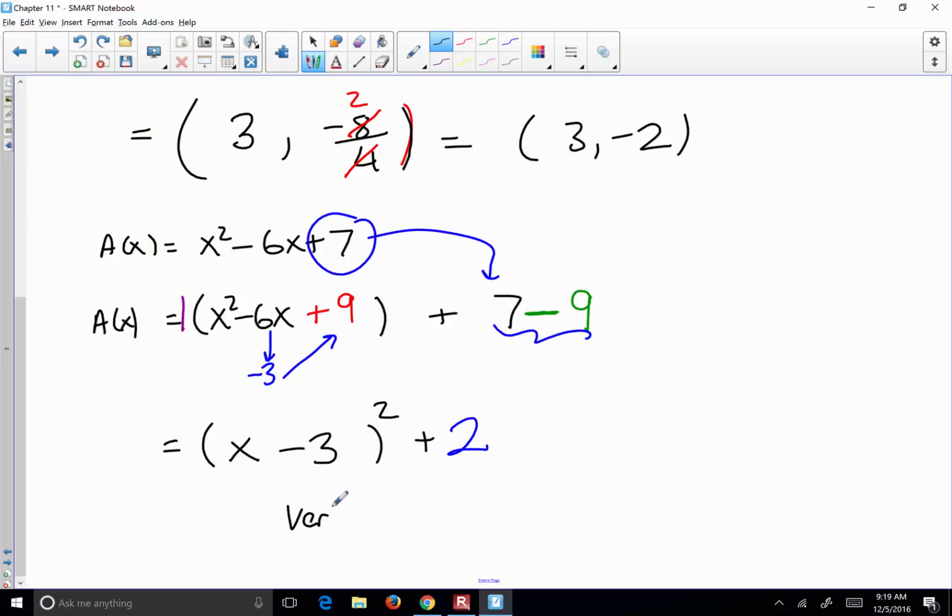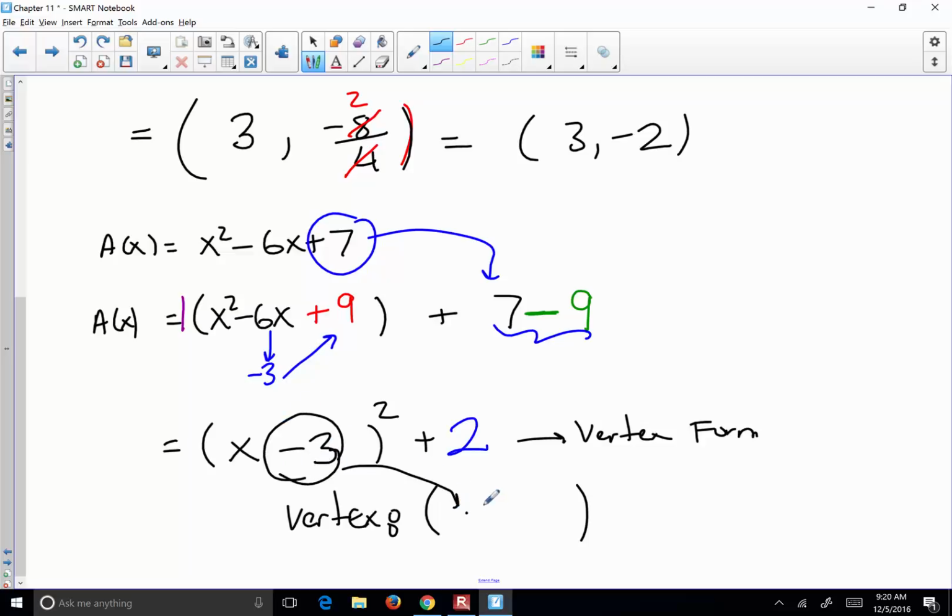So what is the vertex now? What is the vertex? You found it. You found the vertex form. This is vertex form. But I still need to catch the vertex here. How do you read it? You take the opposite of this number, right? Which is 3. And then take the second number as it is.